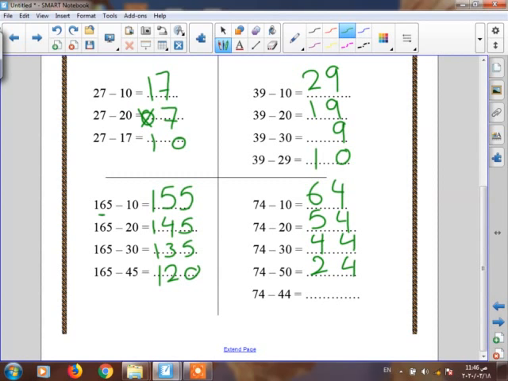And for the last one, 74 minus 44. I will subtract from the ones and tens. 4 minus 4 equals 0 in the ones. 7 minus 4 equals 3 in the tens. And the answer is 30.